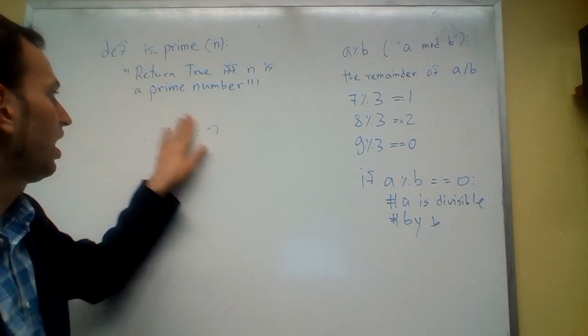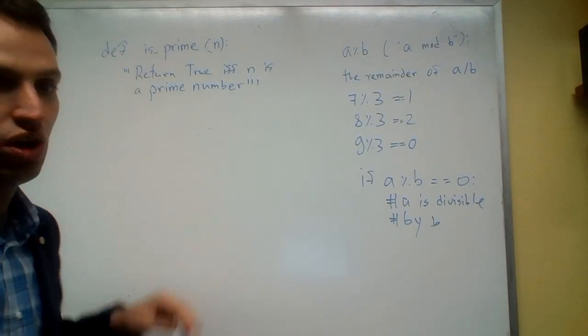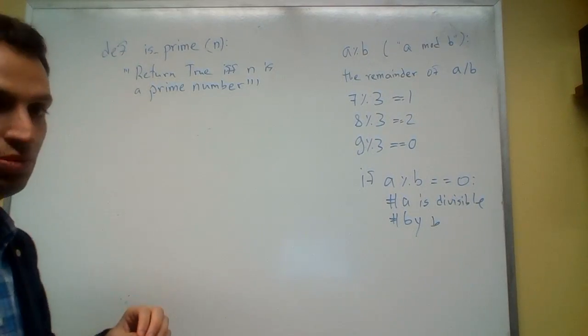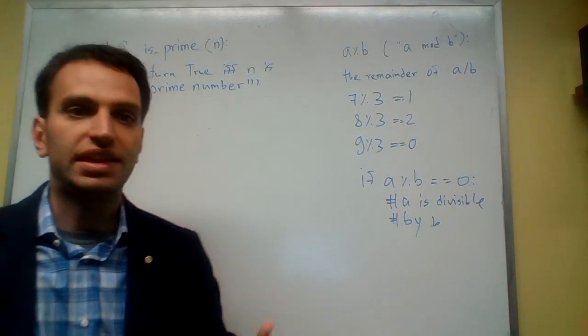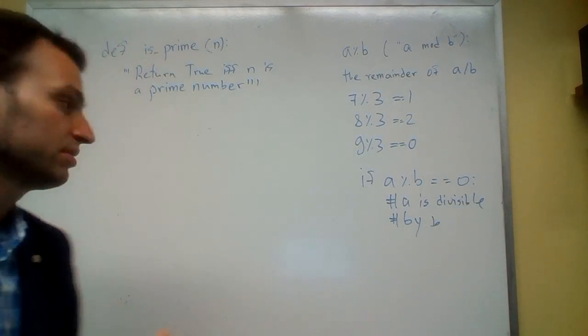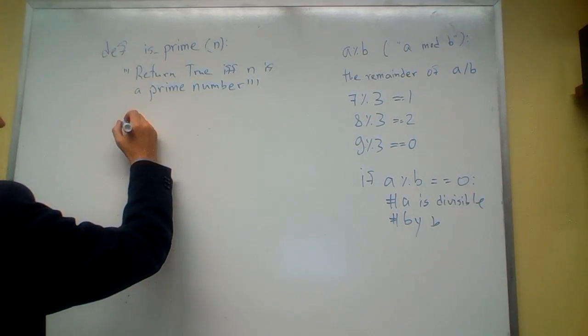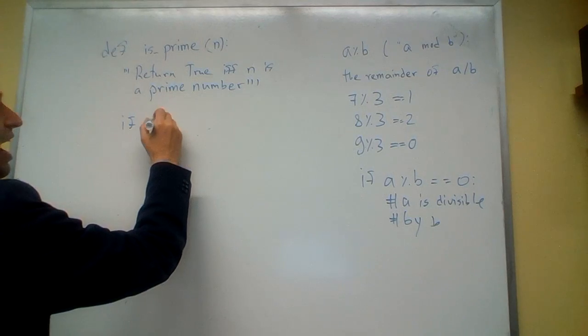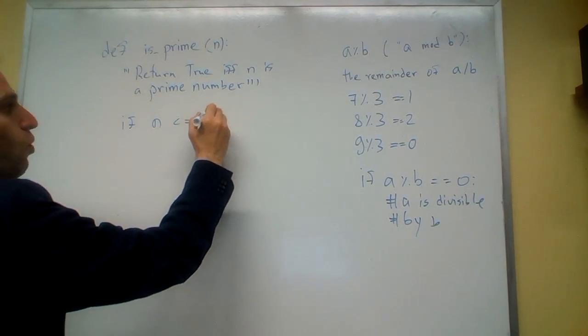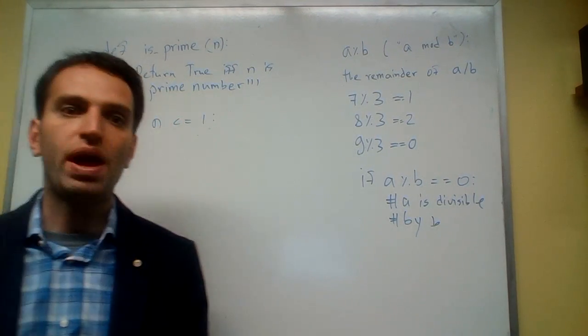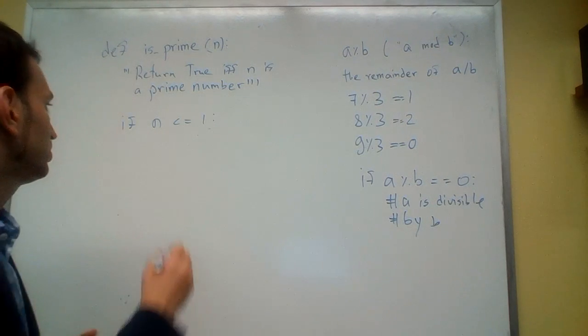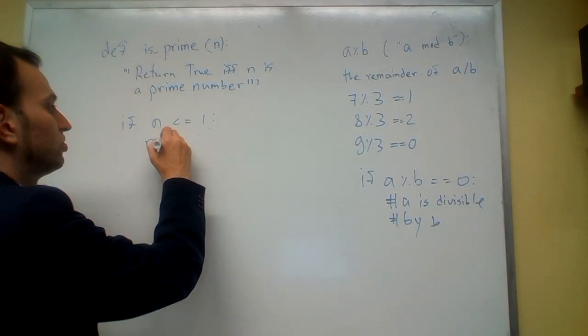So, okay, how do we go about that? We need to go through every possible divisor, but first let's take care of the special cases. One special case is n smaller or equal than 1. In that case, there is no way that n would be prime, so we need to return false.